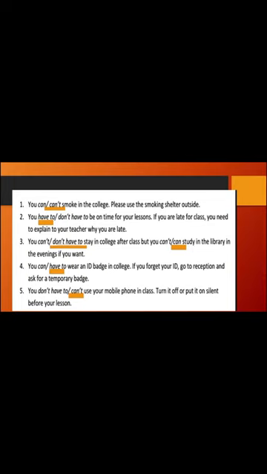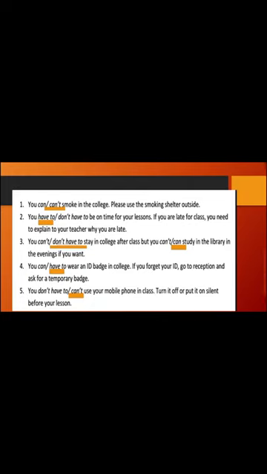You have to wear an ID badge in the college. If you forget your ID, go to the reception and ask for a temporary badge. It means that you have to. Here, it's an obligation, it's a rule. And you can't not wear your badge. You have to, you don't have a choice.